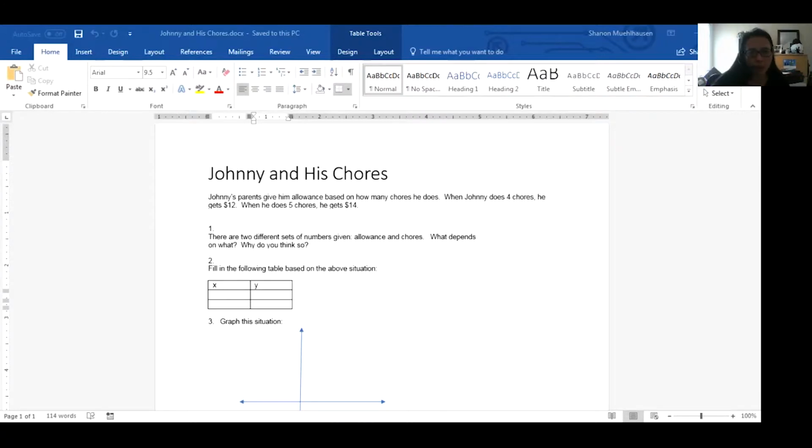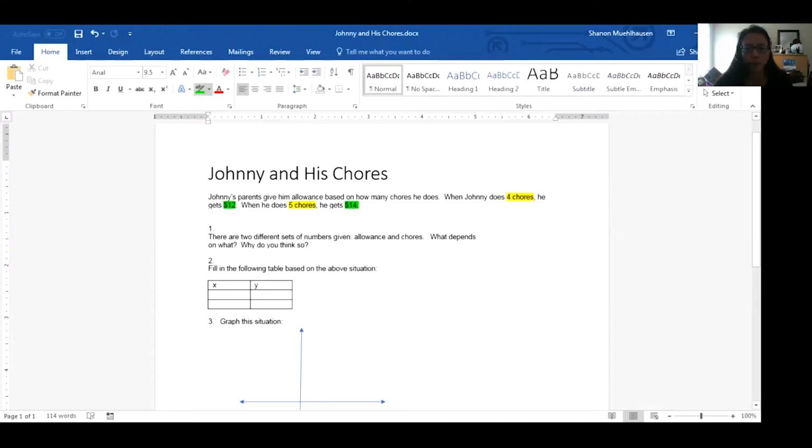I notice that we have some incomplete information, but in the real world, that sometimes happens. So question 1 says, there are 2 different sets of numbers given, allowance and chores, and it's important for us always to realize what the different numbers in our problem are about. So in this problem, we have chores, and I'll use green for money. We have the allowance associated with those chores. So our question asks us here, what depends on what?